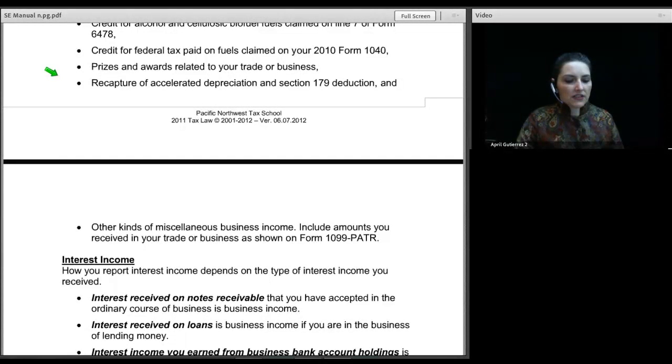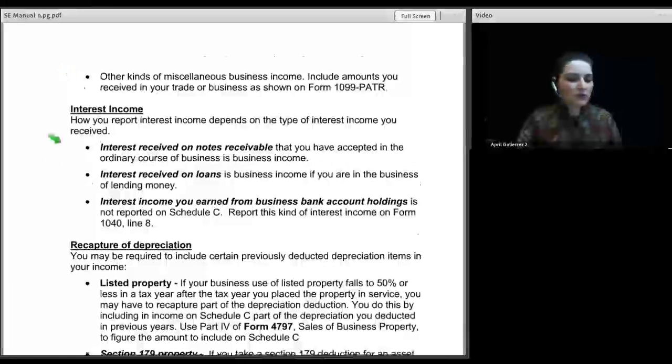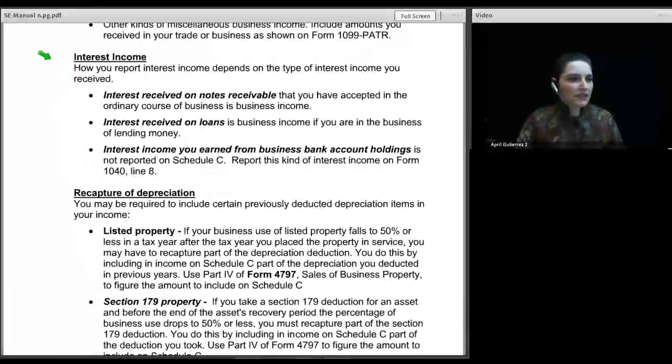Includes amounts you received in your trade or business as shown on Form 1099 PATR as well. Now, of all of those types of other income to report, I'm only going to mention a little bit more about 2 of them. The first one is interest income, and in business, in the ordinary course of operating your business, you can get interest from a variety of sources.